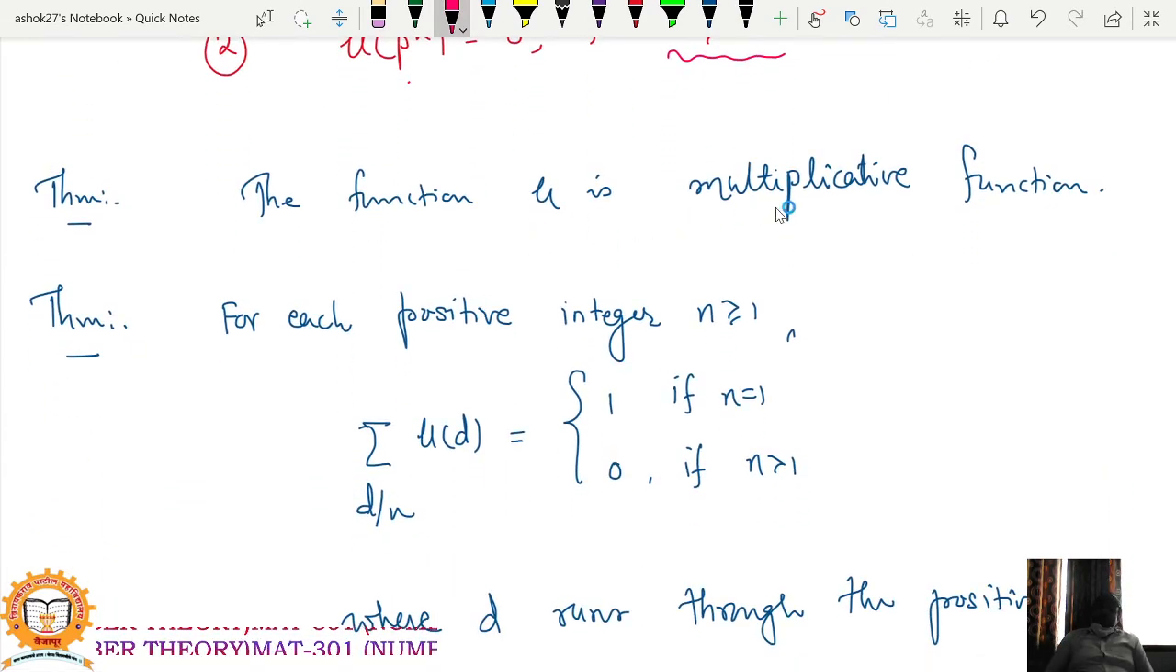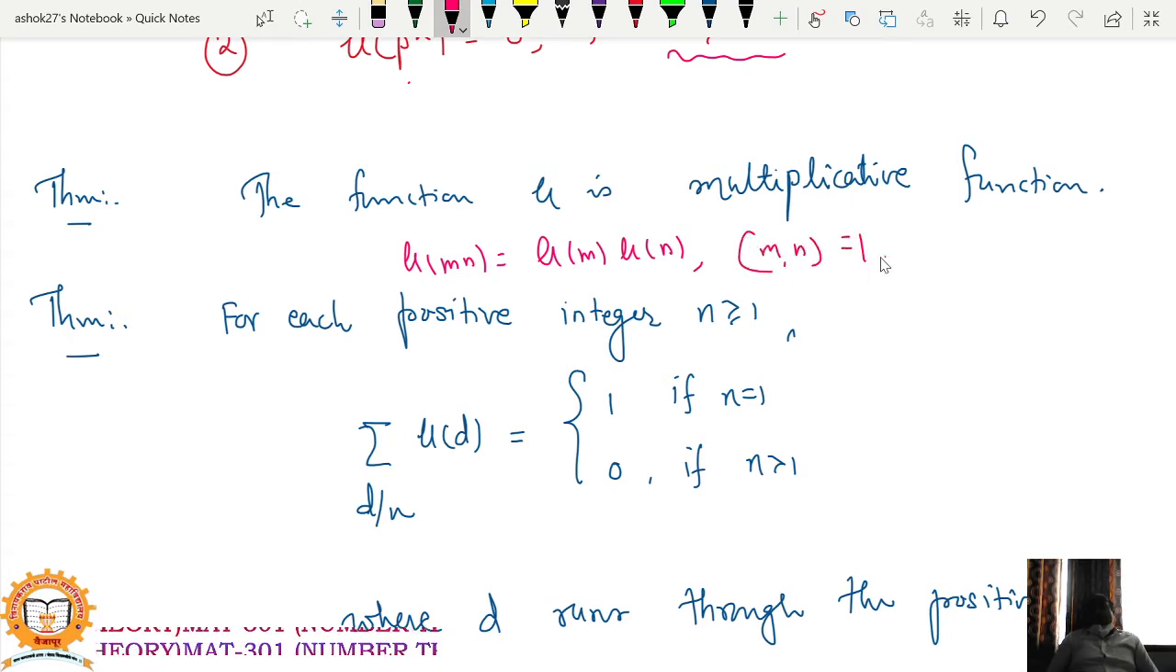The function mu is a multiplicative function. So again, it will satisfy mu of m into n will be equal to mu of m into mu of n, where GCD of m and n is equal to 1. So this is one property of the mu function.